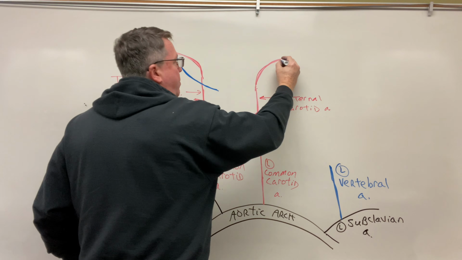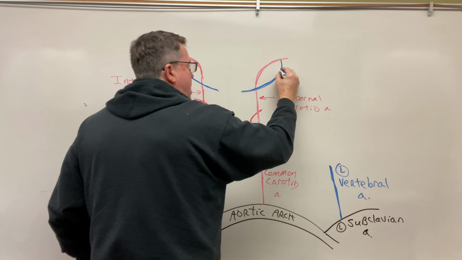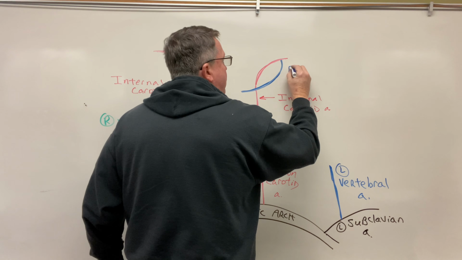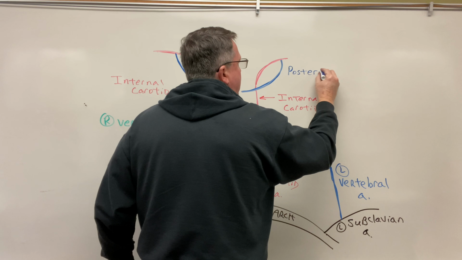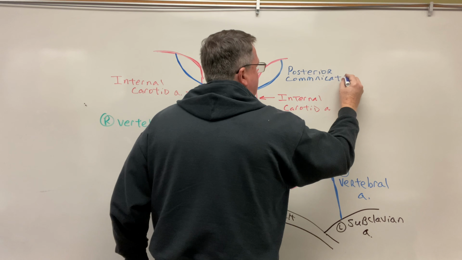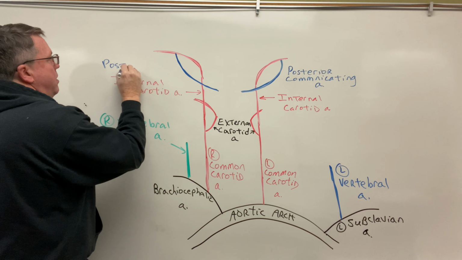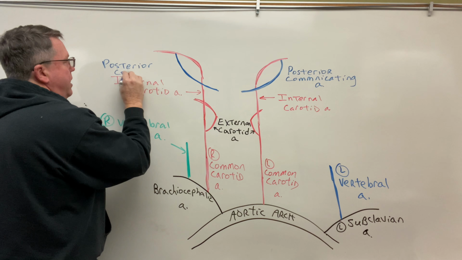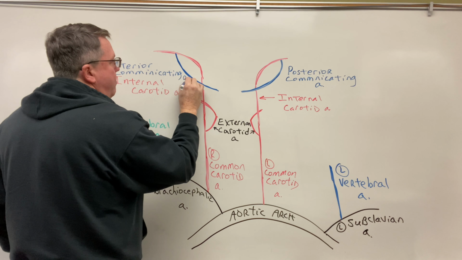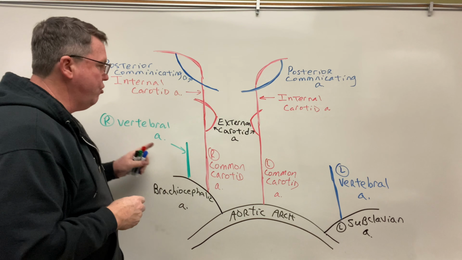All right, and there's one part, and here's the other part. And these are going to be called our posterior communicating artery. So this is the posterior communicating artery. And this is also known as the posterior communicating artery, right here, okay?